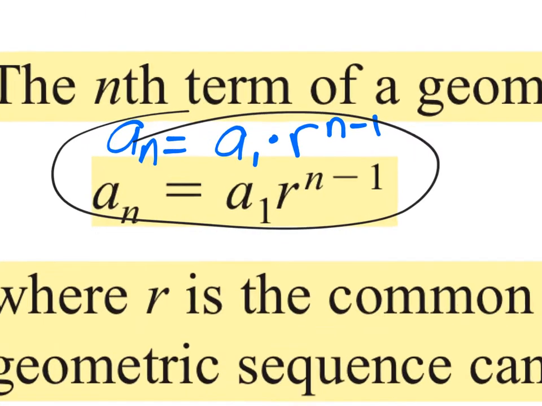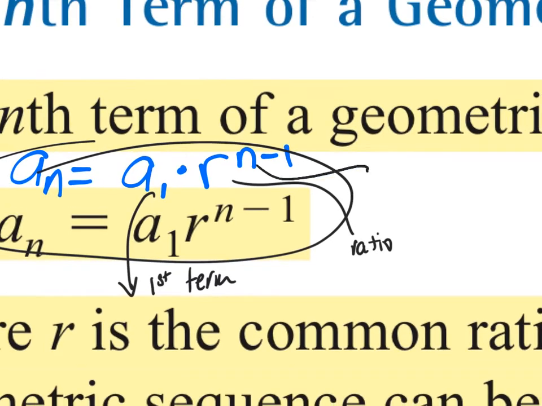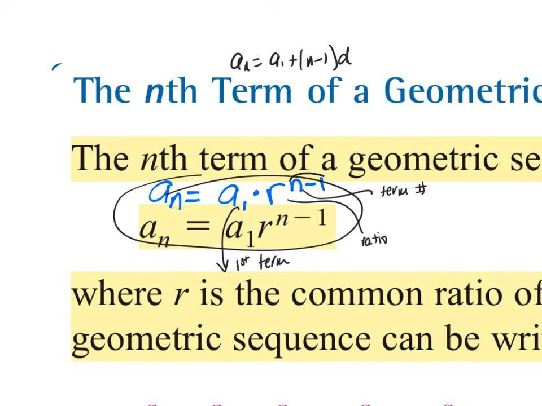This is your geometric formula. a sub 1 is the first term. r is your ratio, whatever they tell you it is. And n is, again, your term number. It's really important that you remember in the formula it's n minus 1.